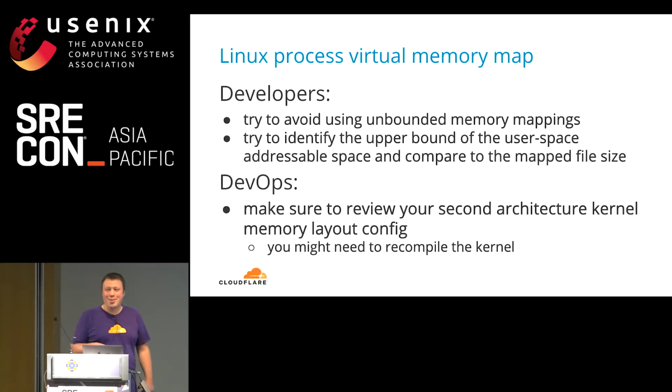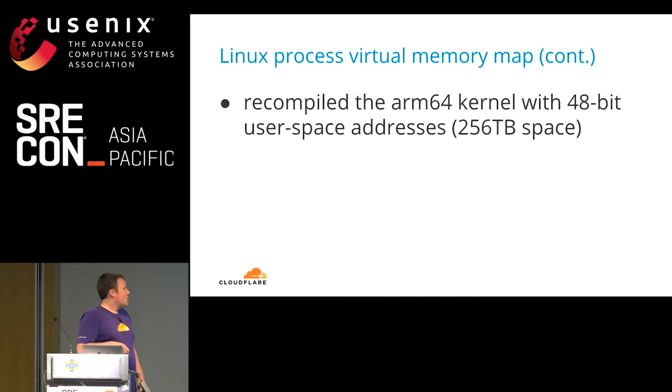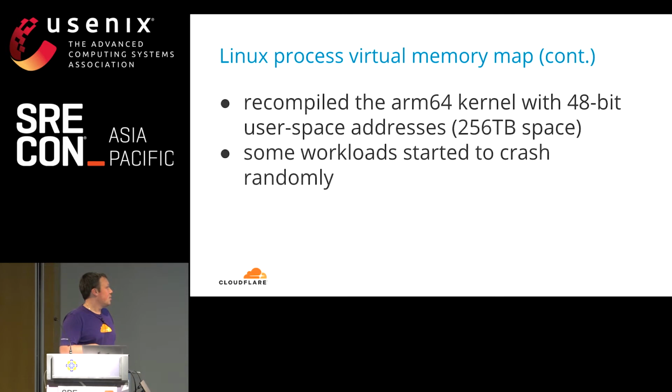My memory layout config of 39 bits is too low for user space addresses for modern workloads, which we did. So we recompiled the ARM64 kernel with 48-bit user space addresses. So we're now having 256 terabytes of addressable space, which is even more than we had in x86. So we're fine here, right?